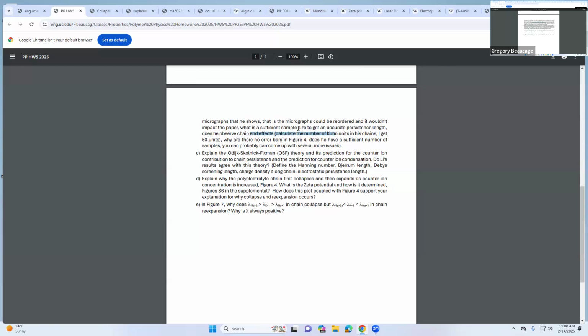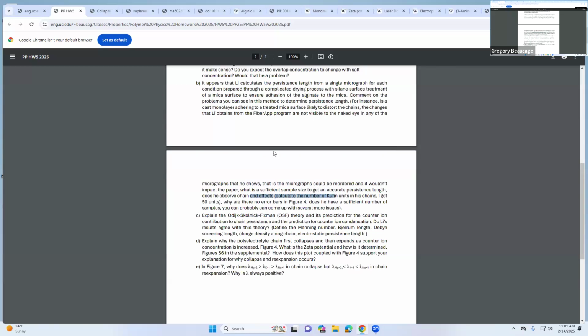And then the number of, let's see. You can do a calculation of, what does it say here? Fiber app for a visible naked eye, any of the micrographs he shows. That is, micrographs could be reordered. What is the sufficient sample size? So 1 billion is a good number, I think. And calculate the number of Kuhn units in his chains.